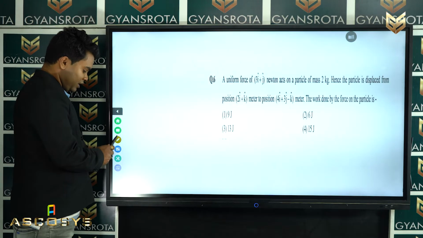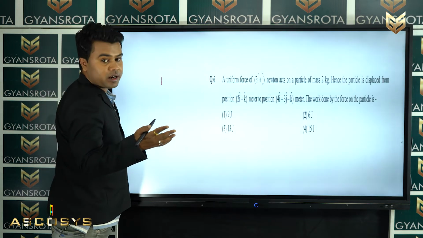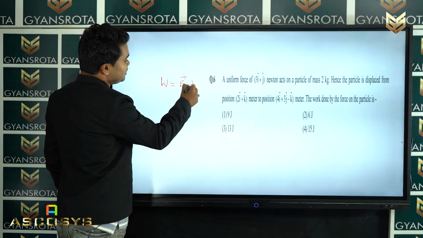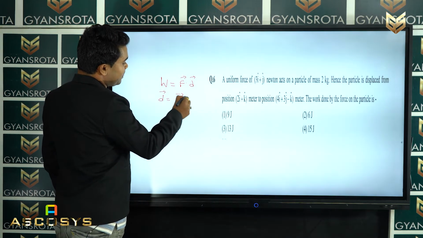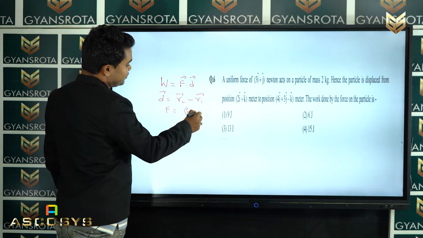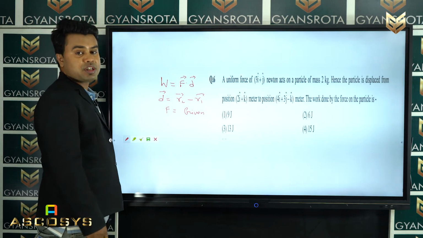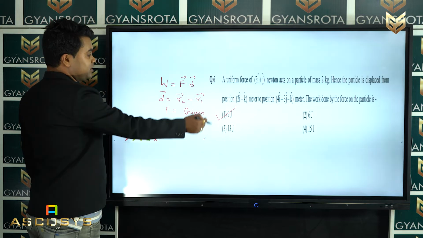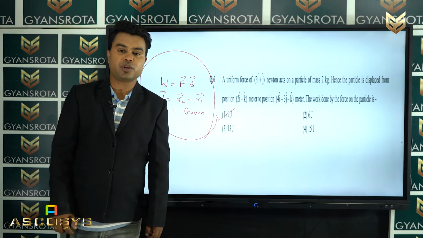Okay, now you need to calculate the work done. So work done is nothing but force multiplied with displacement. Displacement can be calculated as R2 minus R1, right? And force is given in the question. Once you calculate this and put it in the formula, the answer comes out to be 9 joule. This is the correct answer. Just use this formula, you will get the answer. Fine. Now let us move to the next question.